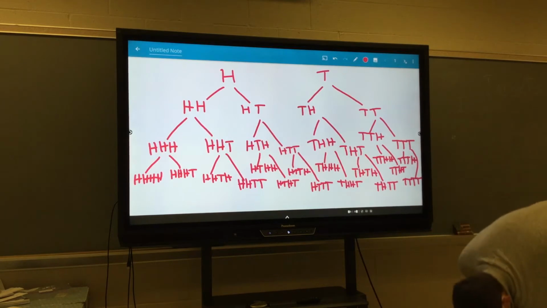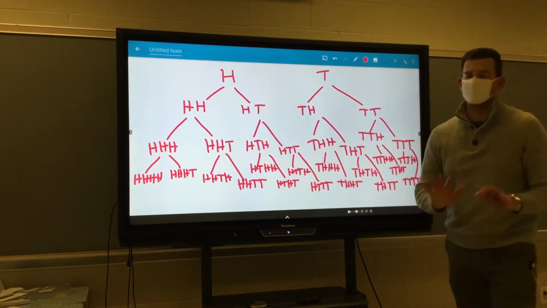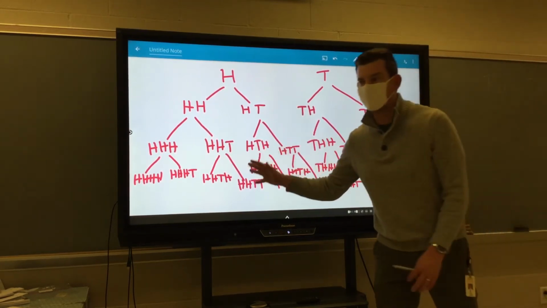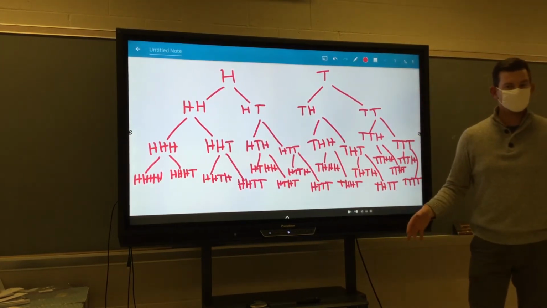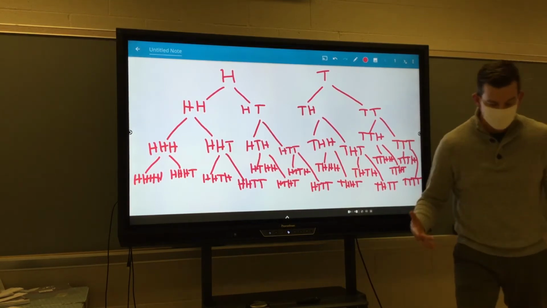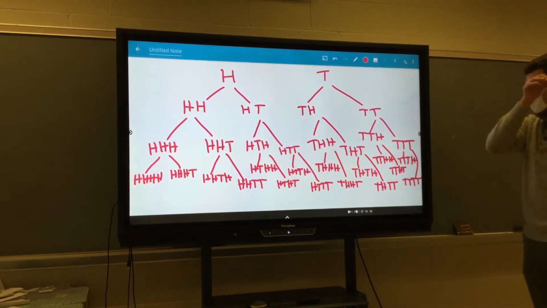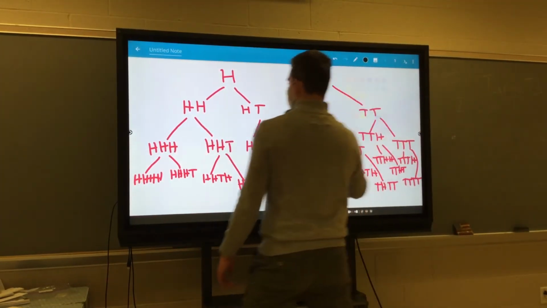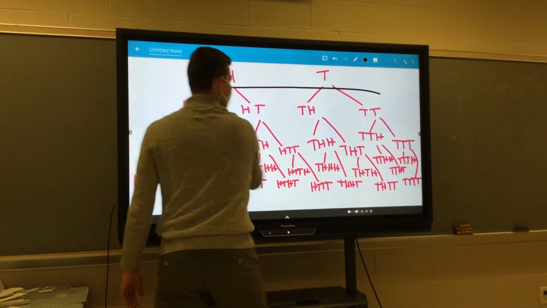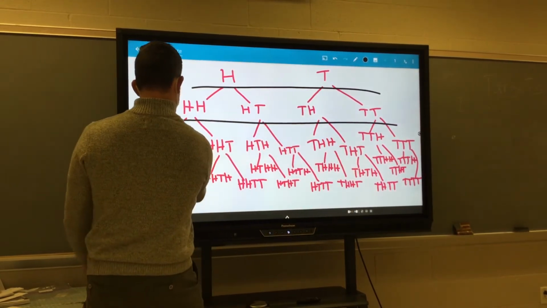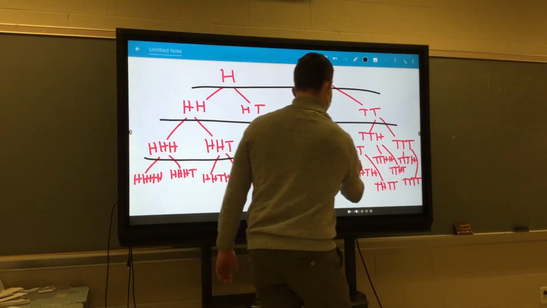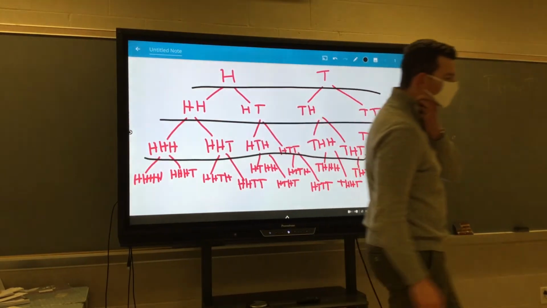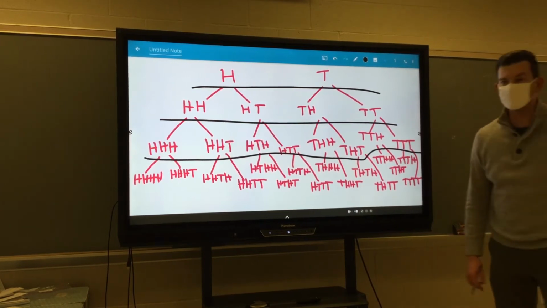I don't like having to make tree diagrams, okay? But I feel that it's important to show you how bad it can be. Because when you see every possibility in front of you, and again, this is only 16 possibilities, right? 1 flip, 2 flips, 3 flips, 4 flips. It's only 16 possibilities.